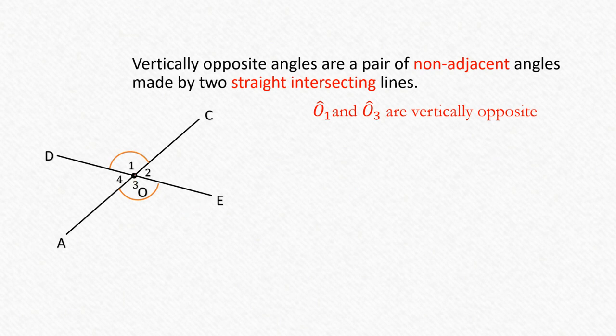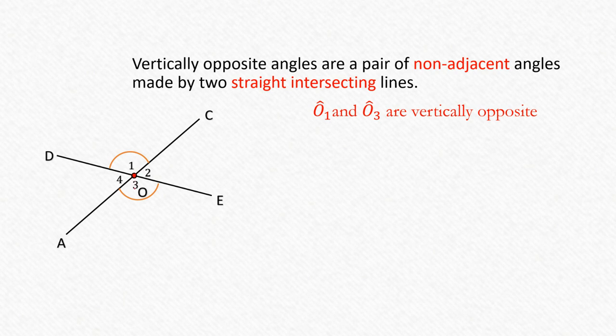What do they have? They are sharing a common vertex, but do they share a common side? No, they don't share a common side. They are not next to each other. If you check, angle O1 is next to angle O2, or next to angle O4, but it is not next to angle O3. So they are not adjacent angles. Vertically opposite angles are not adjacent angles. They don't share a common side.